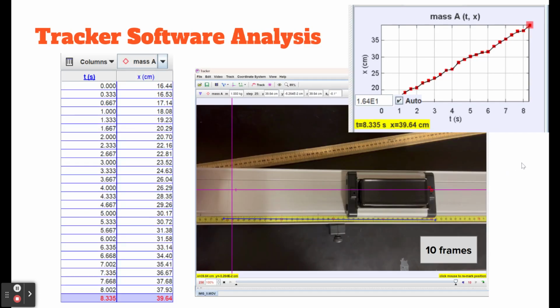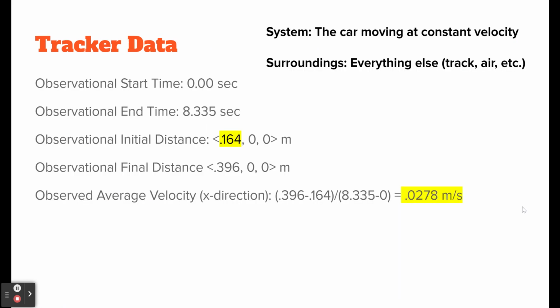So this is the tracker software analysis that I used. The video started with the car on the left, and then it moved to the right. Every 10 frames, I plotted that point right there on the front of the car, and the entire data set is shown on the left here, and then the graph that it spit out is on the top right. For the track of data that I used, the observational start time was 0 seconds, the end time was 8.335 seconds, the initial distance was 0.164 meters, and the final distance was 0.396 meters.